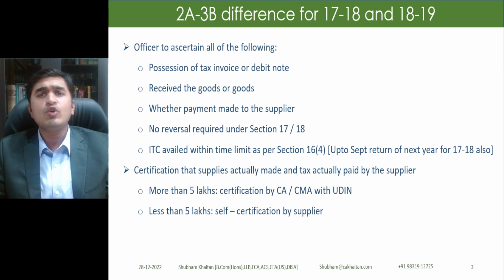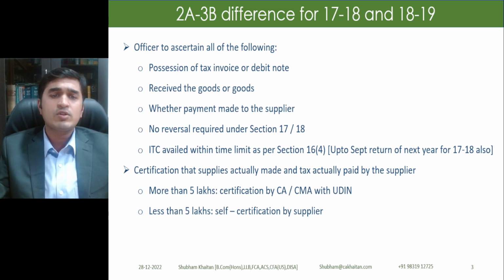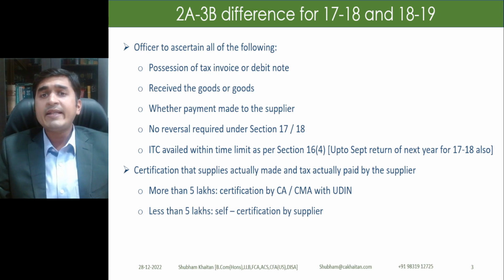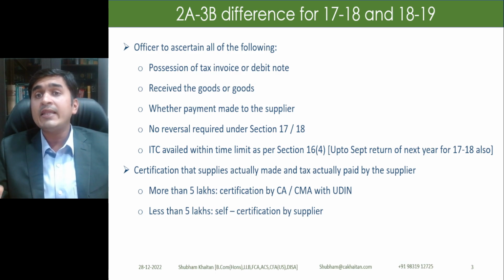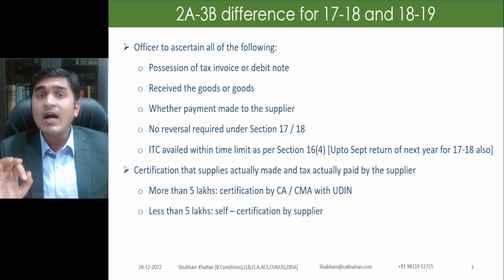For instance, rule 42, 43 reversals, where my output is both taxable and exempt and I need to reverse proportionate ITC, or ITC is not blocked under 17(5). All those cases I would have to see. Also, ITC is availed within the time limit provided under section 16(4). So we know ITC can be availed up to September of the next financial year. Mind you, even though for 17-18 the time limit was extended up to March 19, the condition was that it should appear in 2A. So if I have availed the ITC between October 18 to March 19, with regard to 17-18, I will not get the ITC if it is not appearing in 2A.